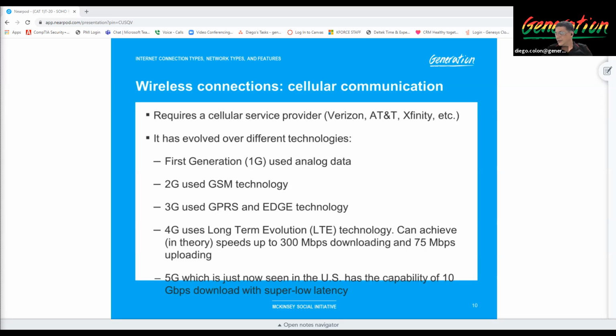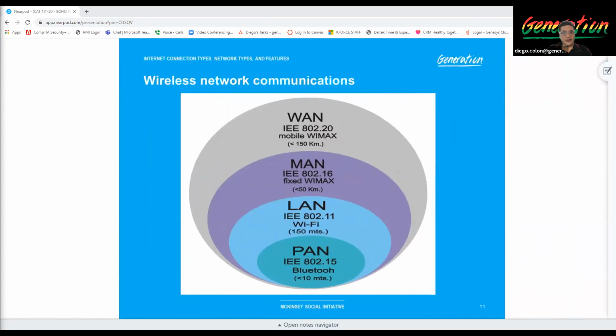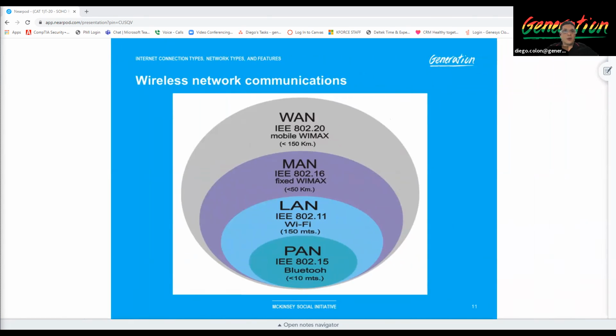Right? Because there are bits, there are nibbles, and then there are bytes. A byte is 8 bits. So this is zeros and ones when they're talking to you here. Very key word: wireless network communication.